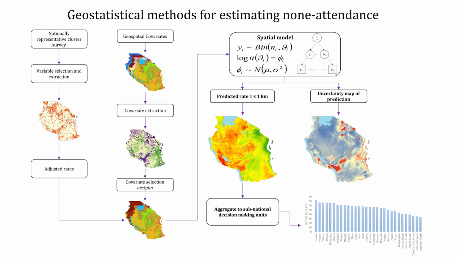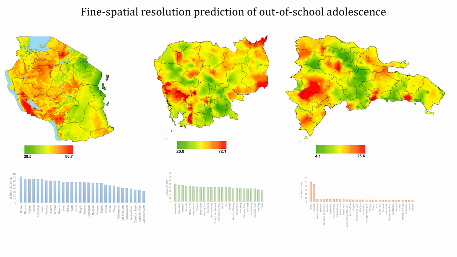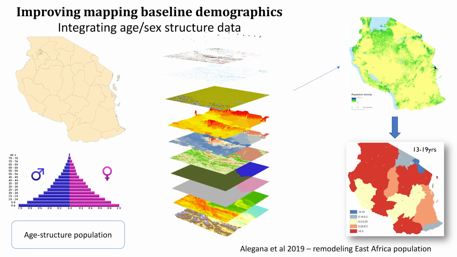And so here we estimated the non-attendance in Tanzania at a 1 by 1 kilometer spatial resolution. And these are, again, 3 fine spatial resolution maps for 3 different countries we looked into for the work: Tanzania, Cambodia, and Dominican Republic. And again, the challenge is to integrate with age and sex data. And again, I'm aware that colleagues at UNESCO and Amelie and others have been looking into age and sex and how to integrate that.